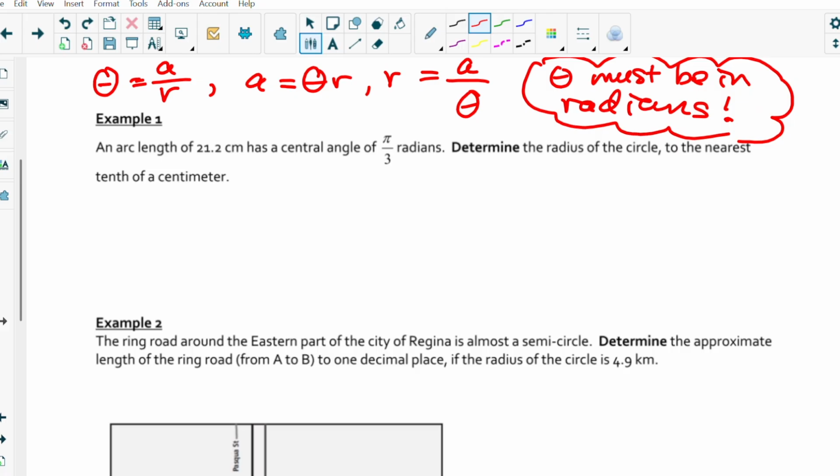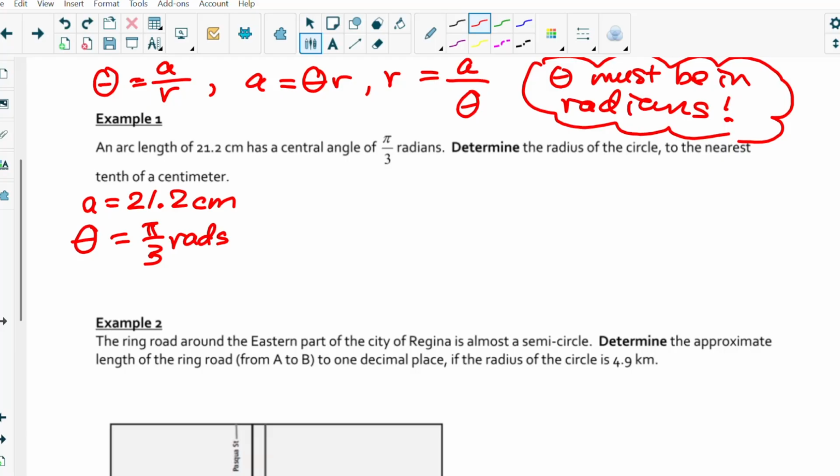Example 1, an arc length of 21.2 centimeters has a central angle of pi over 3 radians. Determine the radius of the circle to the nearest tenth of a centimeter. Let's list all the things that we're doing. What do we have? What do we need? Arc length 21.2 centimeters. Good. Our central angle theta is pi over 3 radians.